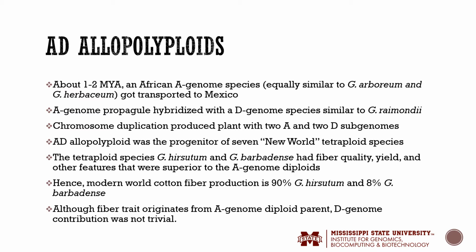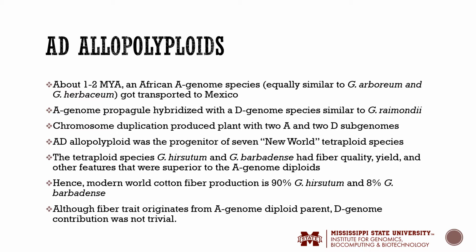While it is unclear how either the D genome progenitor or the A genome species made the trip from Africa to the New World, it has been speculated that cotton propagules traveled this long distance on floating rafts of debris. Hybridization of the A genome propagule with a D genome species similar to Gossypium raimondii occurred, and chromosome doubling gave rise to a plant with 2A and 2D subgenomes.